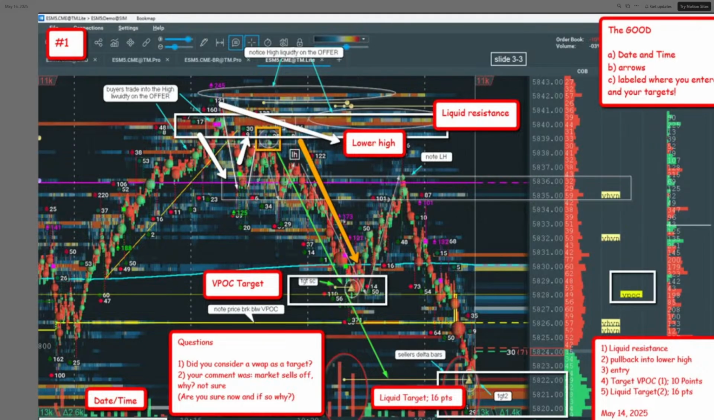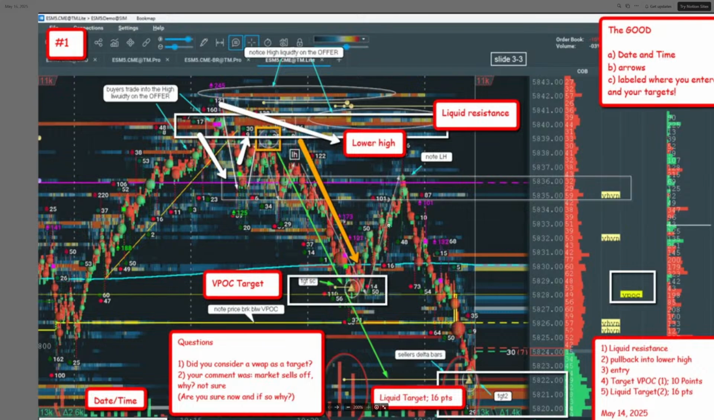You had the date, the time, you had the arrows, which I was really able to follow, and you labeled where you entered and where your targets were. That was really great. You took this short. You had liquid resistance up there, and you waited for the pullback into a lower high, and you had your entry, and then you took it down for your target for the V pocket, and that was for 10 points, if I got that right. Then you had another pullback, and then you took it down to 16 points.